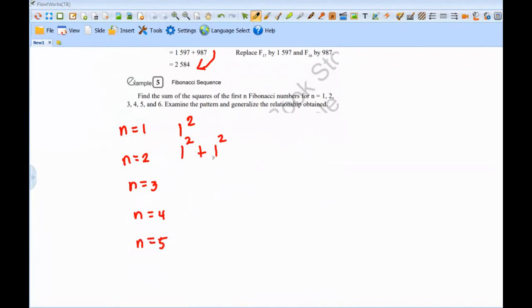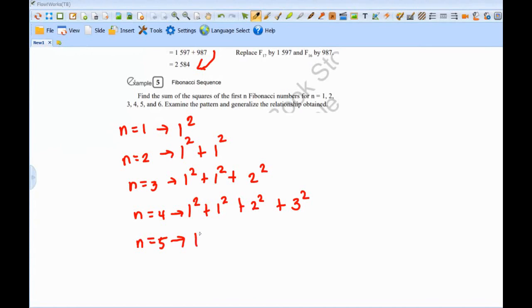So 1. What's the next one? 1 squared plus 1 squared plus 2 squared. Next, 1 squared plus 1 squared plus 2 squared plus 3 squared. The n is 4. Here, the next one, we have 5 numbers: 1 squared plus 1 squared plus 2 squared plus 3 squared plus 5 squared.